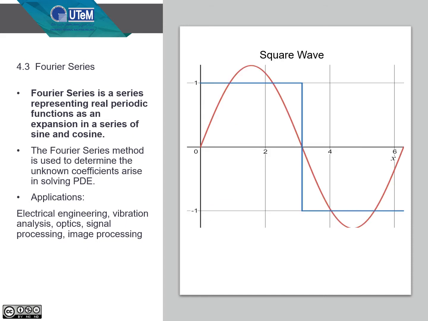For example, this is a square wave function. So how can a sine function make a square wave function? The target is the square wave function, the blue line. We're going to start with sine x, the red line. When we plot the sine x, this is how it looks like.